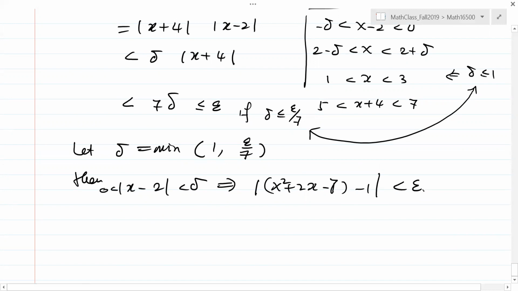Great. That's all you need. Now, if you don't understand this part, go over it again. Okay, watch the video again. So let's stop here.